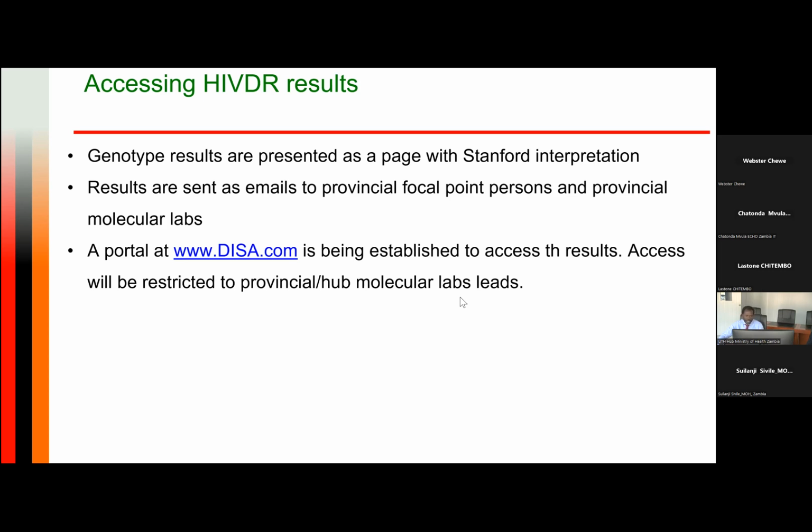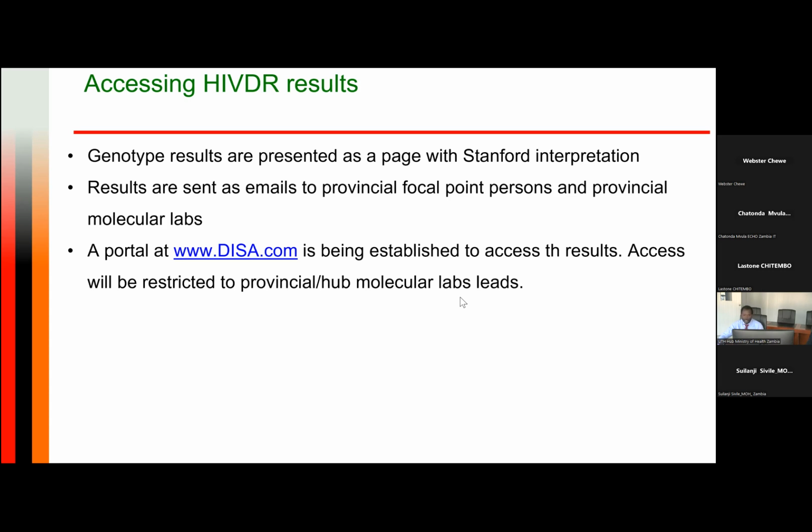Panda Moses in the chat also asked a question pertaining to turnaround time, but I think this pertains to viral load. I believe this should be viral loads. How long does it take for drug resistance? I don't know whether this pertains to viral load and drug resistance. Probably we can tackle both. What's the turnaround time for viral load and what's the turnaround time for drug resistance?